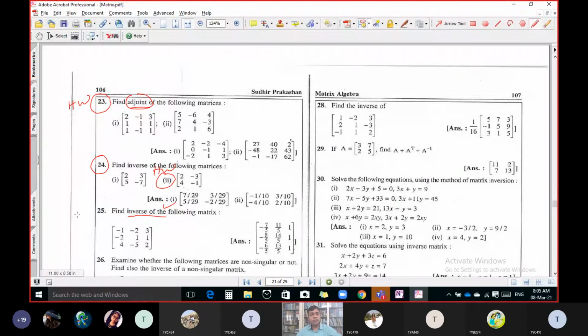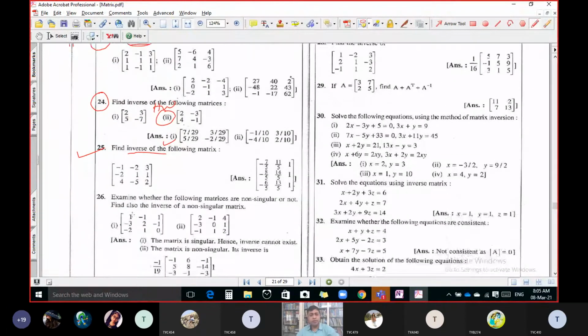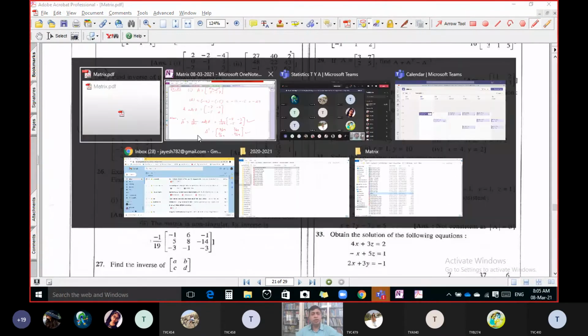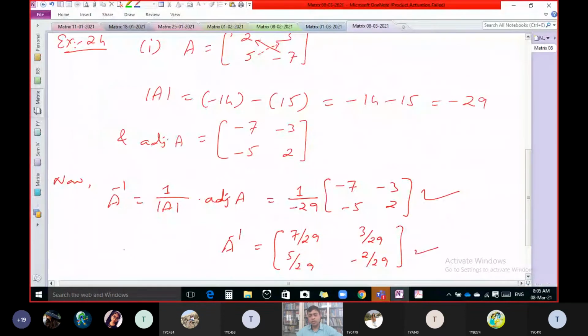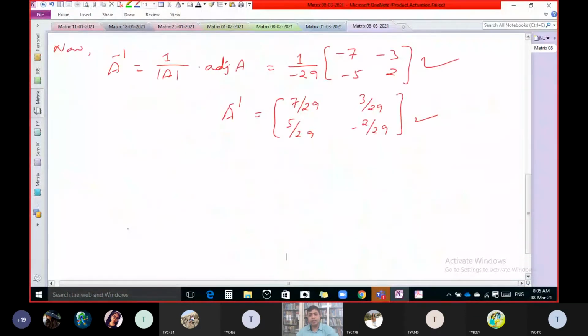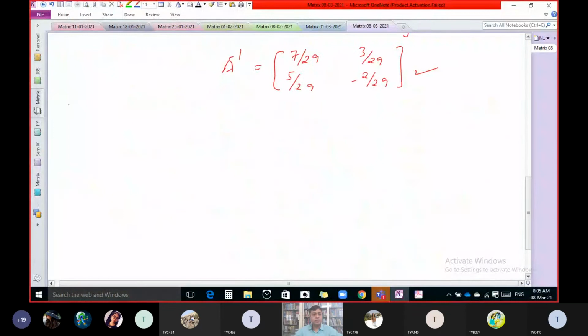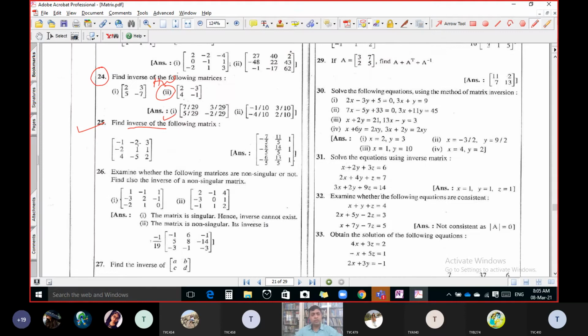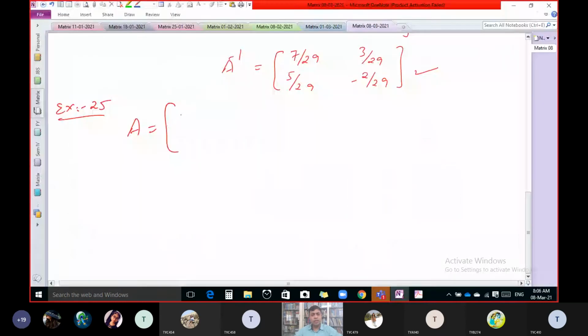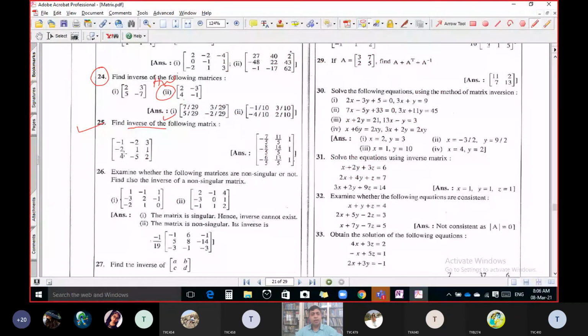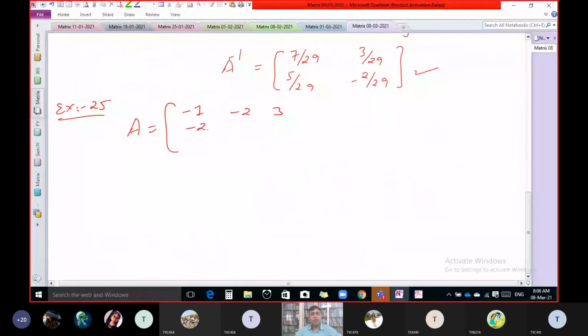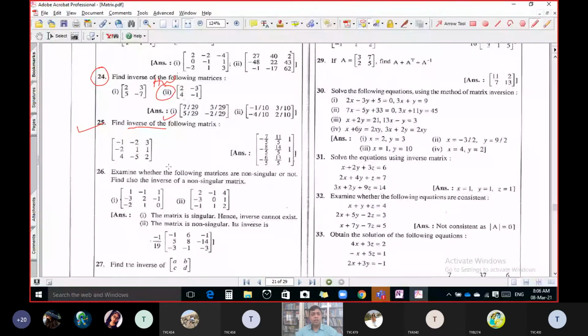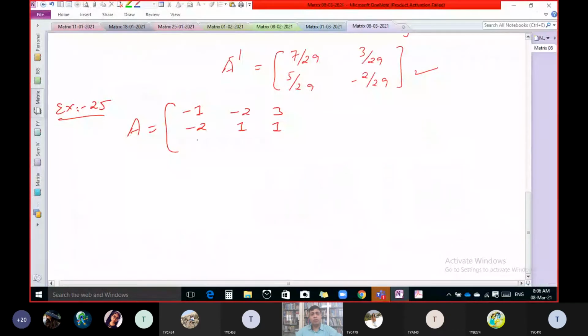Okay, let us do question number 25. See the question. Find the inverse of the following matrix. It is a 3 by 3 matrix, so this is slightly lengthy as well as difficult. Question number 25. A: first row minus 1, minus 2, 3. Second row minus 2, 1, 1. Third row 4, minus 5, 2.